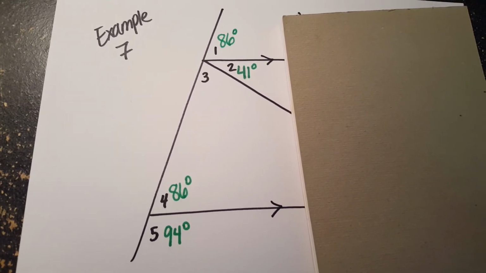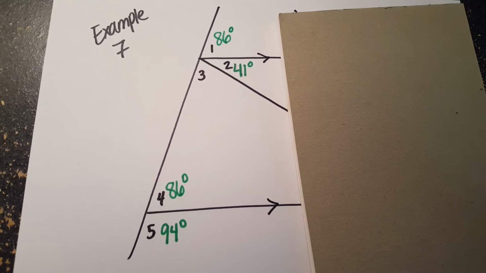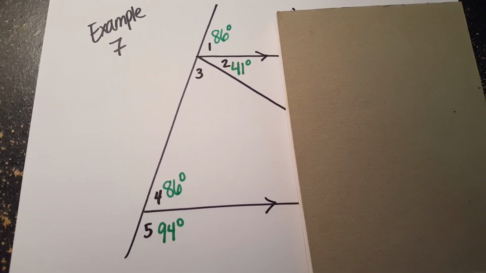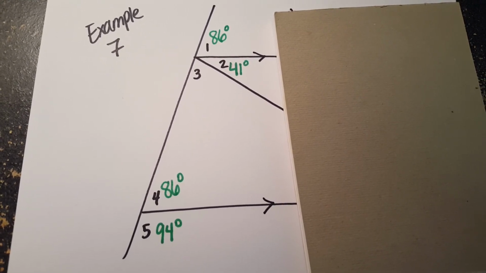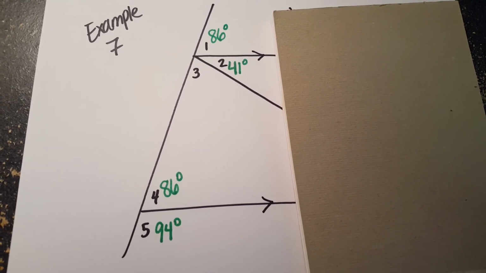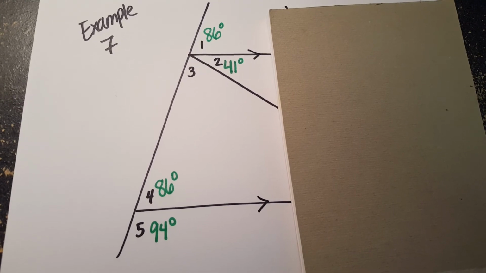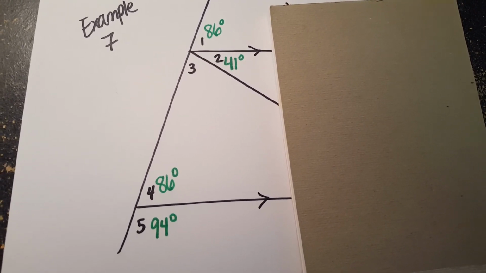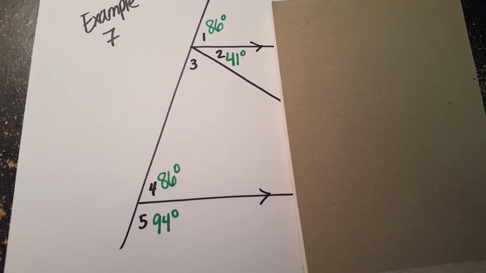Okay, so 1, 2, and 3 together, those are kind of like a linear pair, but they're not a pair because pair means 2. Those are 3 angles. So 1, 2, and 3 together, they have to add up to 180 because they're all on one side of a straight line. So 86 plus 41 plus the missing angle number 3 adds up to 180. 86 plus 41 is 127. So I'm going to subtract 127 from 180, and that gives me 53 for angle 3.